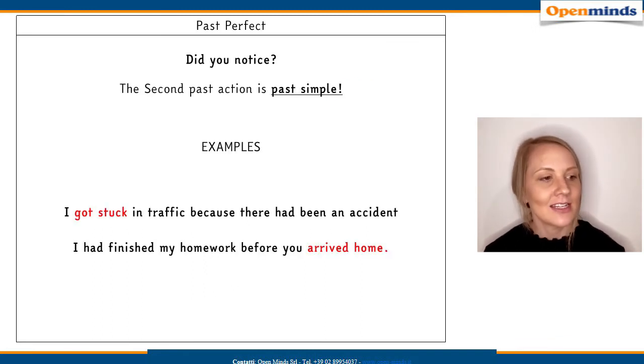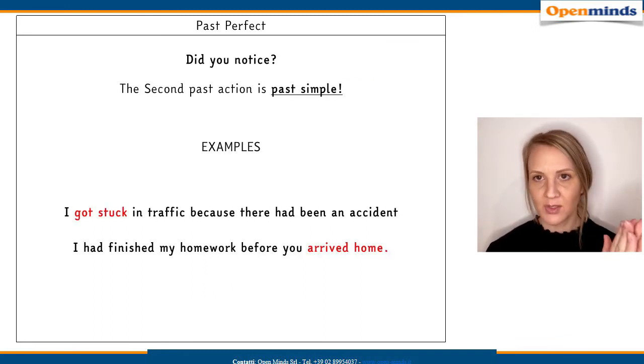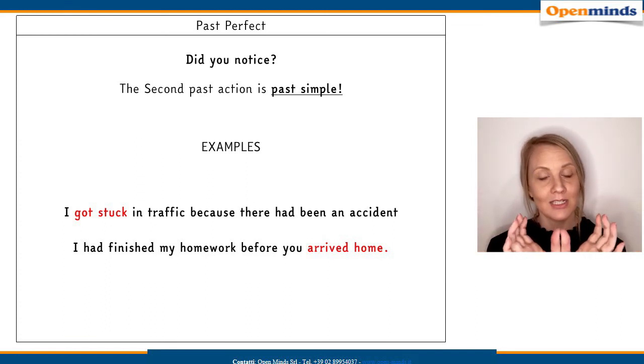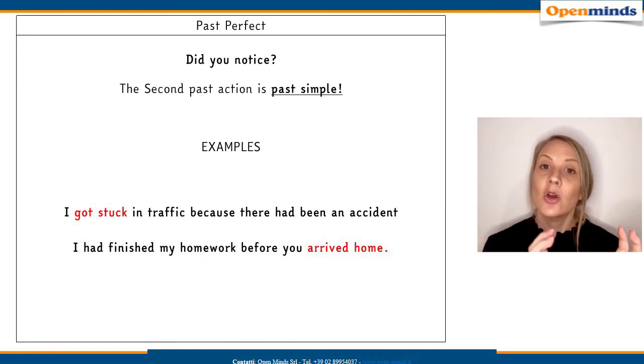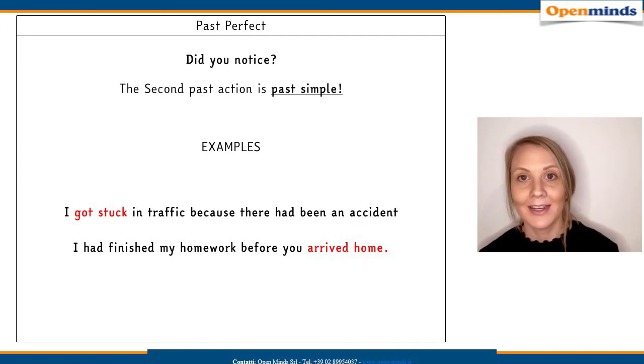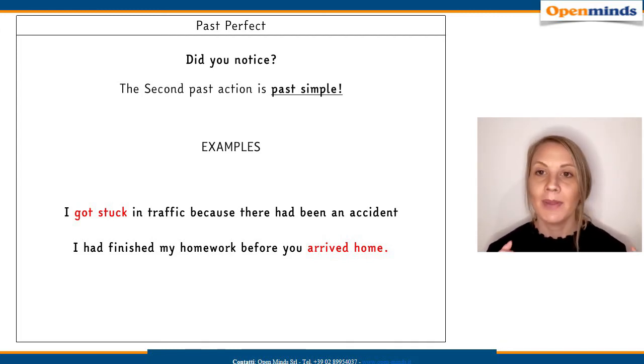And another thing, did you notice that with the past perfect, we always put past perfect with past simple together in a sentence? So the second action is past simple. For example, I got stuck in traffic is past simple because there had been an accident, past perfect. I had finished my homework, past perfect, before you arrived home, past simple.